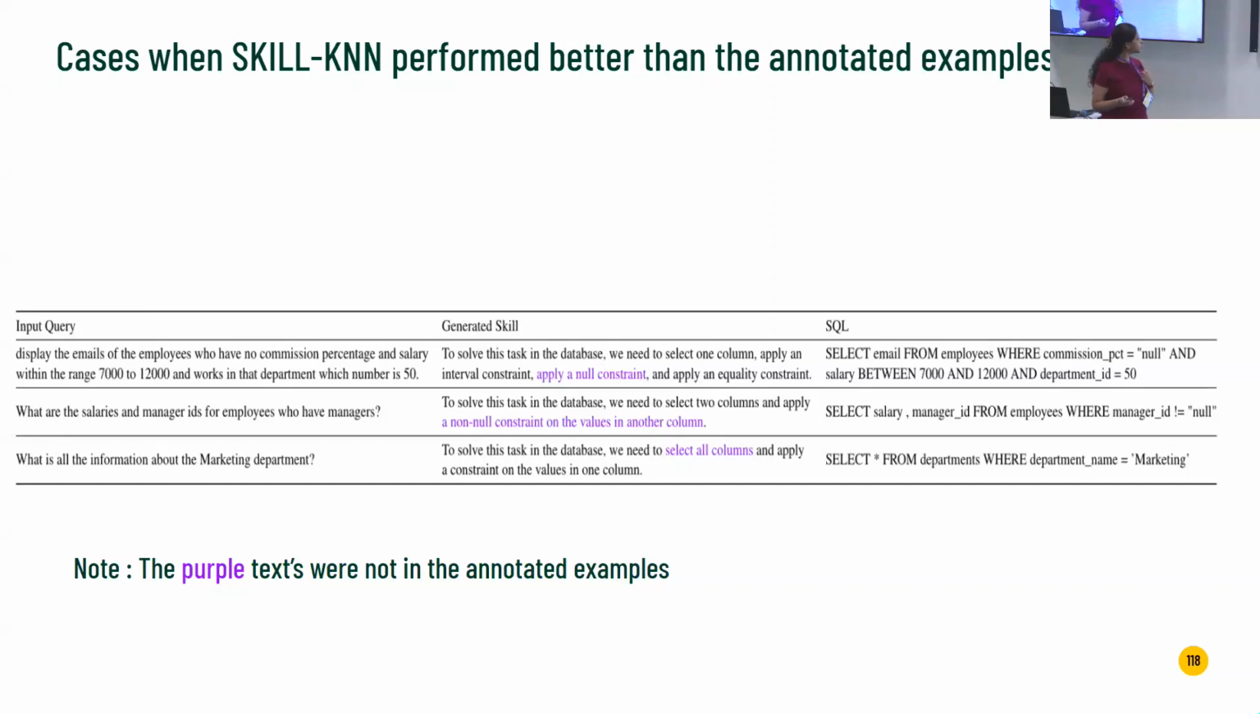This table over here shows some of the annotated examples, which did not contain all examples of how the skills should be generated. This shows that even if you give input queries which require special conditions, the generated skill from the LLM will give you those special conditions, like applying the null constraint, which were not present in the annotated versions of them, and finally will give you the SQL query. So these are some examples of that.